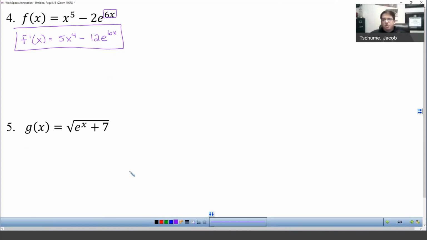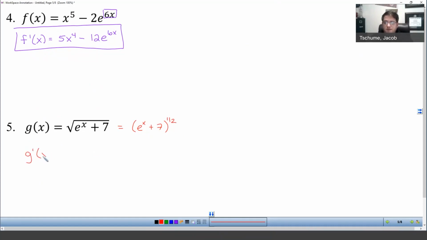Just like any other section, we're going to run into more square roots. So on number 5, you can't take the derivative of this just yet. You will have to rewrite it before applying one of your rules. So if g of x is equal to the square root of e to the x plus 7, this can be rewritten, as we've seen numerous times now, as e to the x plus 7 raised to the 1/2 power. Now, if you look, this looks more like the chain rule that we covered back in section 1.7. So we have to apply our chain rule idea in order to get the correct derivative.